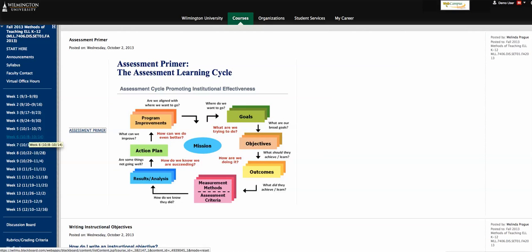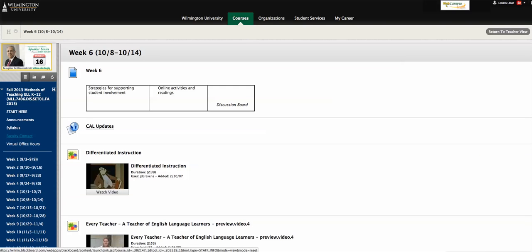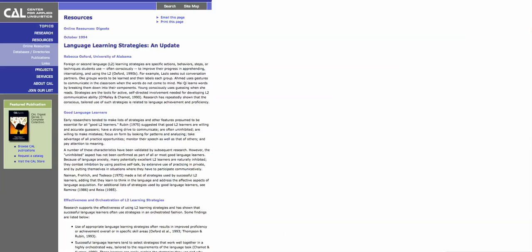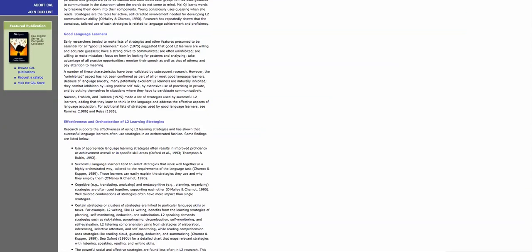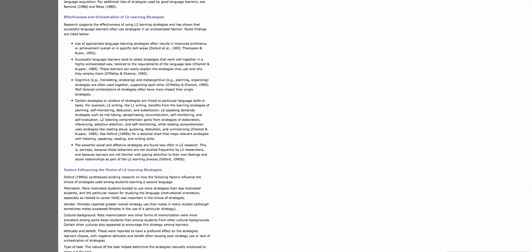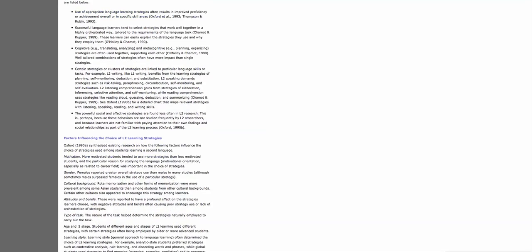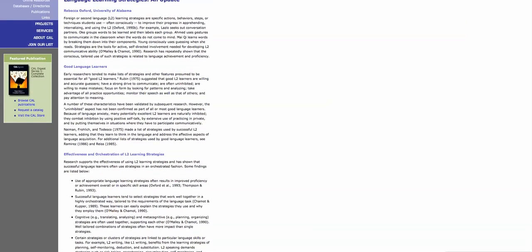Okay, so let's go back to week 6. And you'll see our focus this week is strategies for supporting student involvement. So you've got a few things that I would like you to look at. One is this Cal Updates page. Now, you'll see the update may seem strange because if you look at the date, it's 1994. However, these resources are still good and still appropriate. So take a look at them and see if these are things that you are doing already or things that you might want to consider doing in the future.